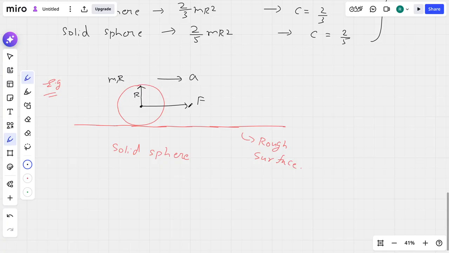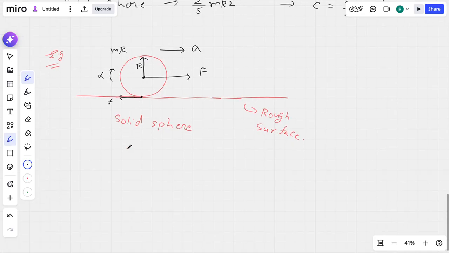So this external force will produce a translational acceleration in this body. Due to translational acceleration, the body will move ahead, and there will be relative motion between the point of contact and the surface. So a friction will start acting on this body in the backward direction, and this frictional force will provide a torque, and the body will start rotating about its center of mass. So the body will get some angular acceleration alpha. We can understand these points.